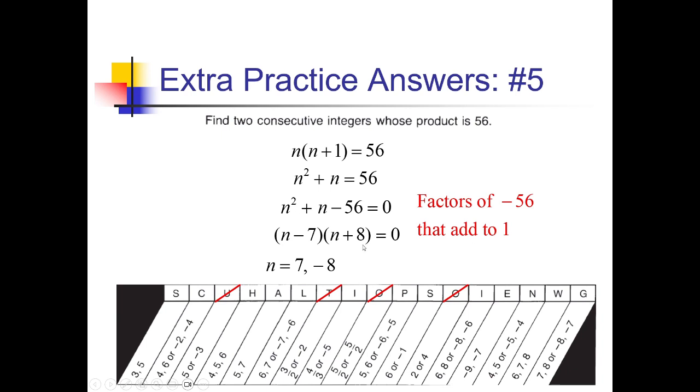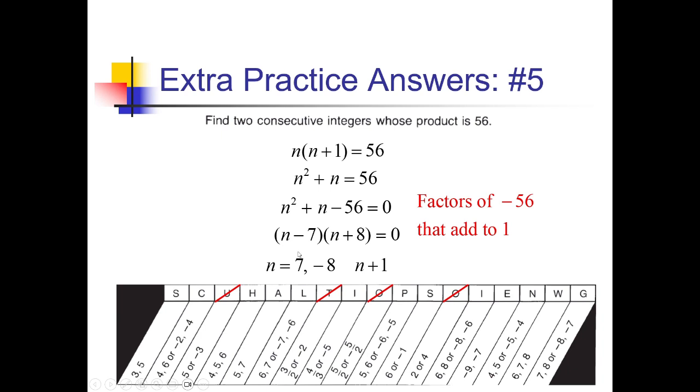Now they're looking for 2 consecutive integers. 7 and negative 8 are not consecutive integers. Those are the first integer. Those are n. To get their consecutive counterparts, I need to add 1 to each of these numbers that I just got for n. So I'm going to find my n plus 1s now.